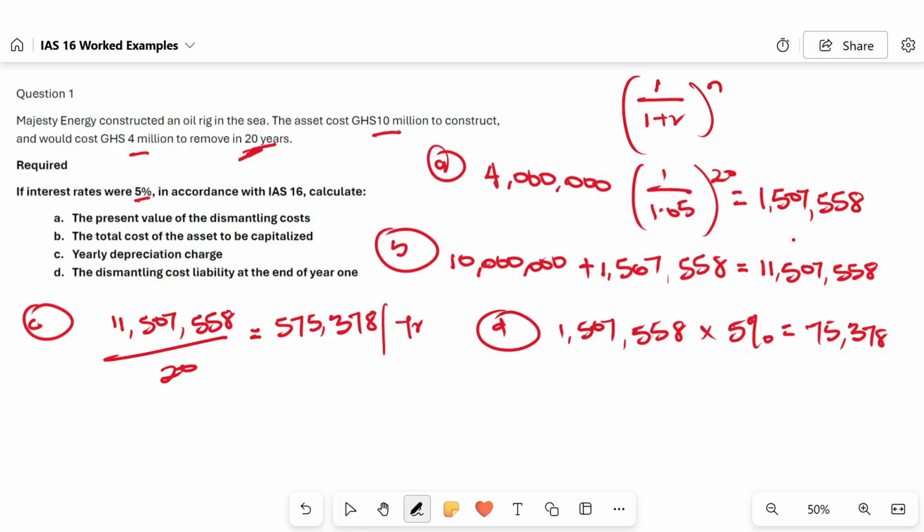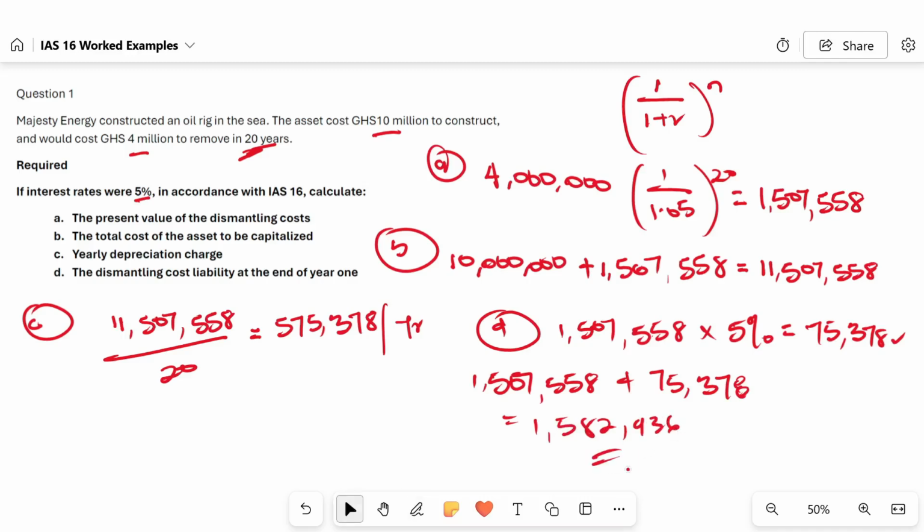To get the total liability at the year end, it will be the present value of the dismantling cost, 1,507,558, plus the interest, which is 75,378, and this will be 1,582,936 as the liability at the end of year 1. Let us note that the interest of 75,378 is taken to the finance cost in the statement of profit or loss. This is everything for question 1.